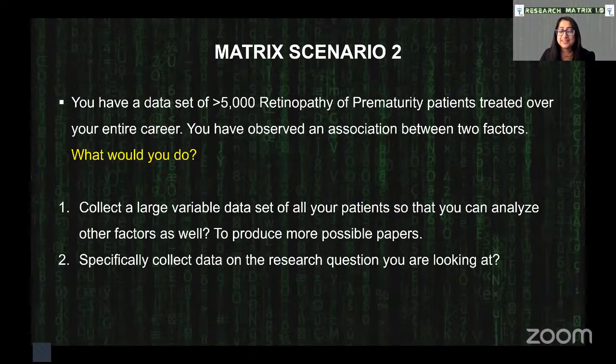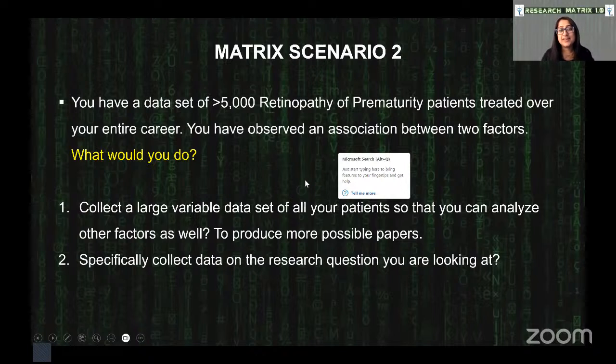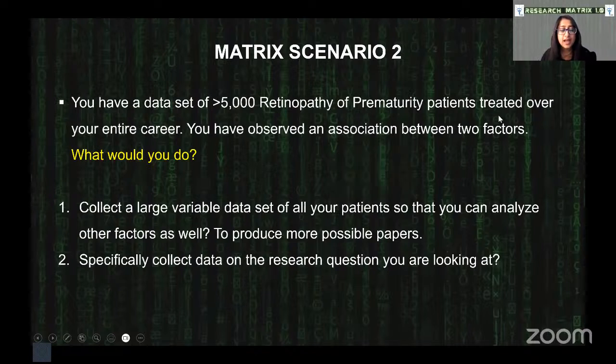So we move to the next case scenario, and that would be for Dr. Anand Vinekar, sir. This is pretty much an extension of the debate a little bit, but we would like to see your perspective. You have a data set of more than 5,000 retinopathy of prematurity patients, and I'm sure you have probably treated more over your career. You have observed an association over time between two factors, and you know that it's going to be there. It's like your gut feeling: I have seen this, of course it exists. And I'm sure you have more of such associations that you must have noticed. What would you do? Would you collect a large set of variables on your patients so that you can analyze other factors as well to produce more possible papers, or would you specifically collect the data on the research question that you are looking at? I know this keeps you in a dicey situation, but what would you do?